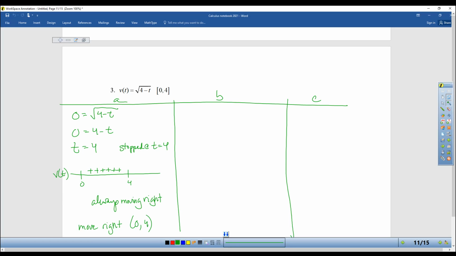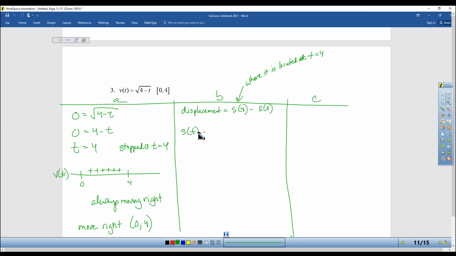Part B says find the displacement for the given time interval. So its displacement is going to be its distance wherever it's located at 4 minus... So make sure you understand this. This is where it is located at time is equal to 4 minus wherever it's located at 0. So we don't know either of those, but we do know that this thing is always moving to the right. So can we find that?